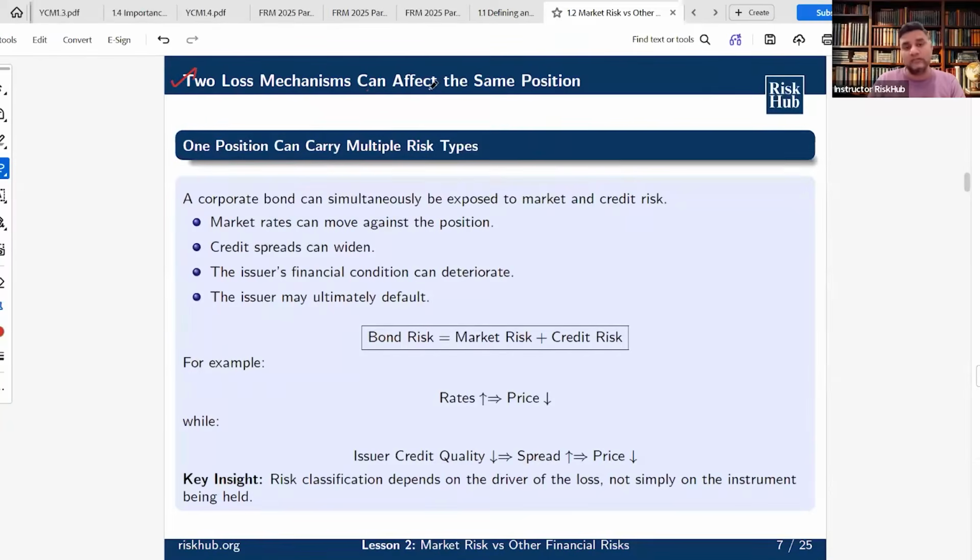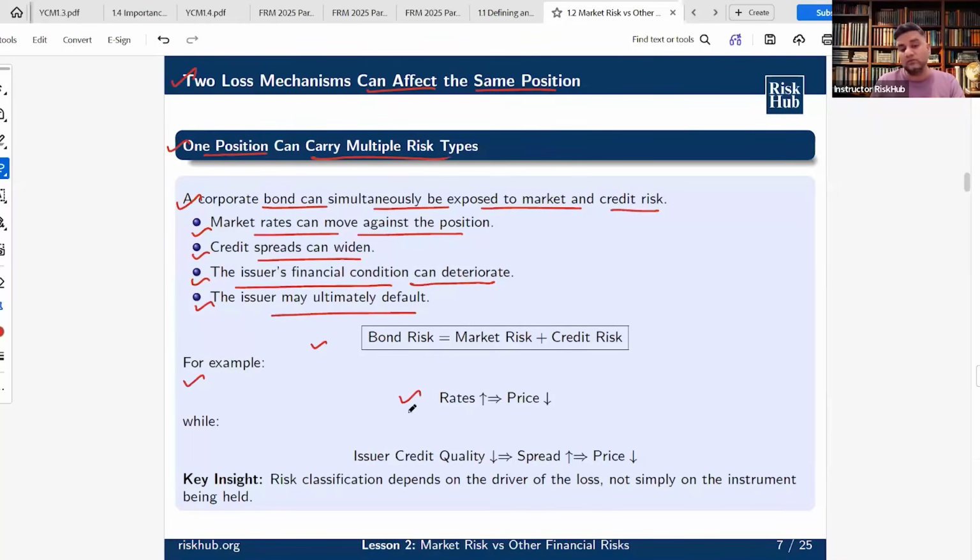Two loss mechanisms can affect the same position. One position can carry multiple risk types. A corporate bond can simultaneously be exposed to market risk and credit risk. Market rates can move against the position. Credit spreads can widen. The issuer's financial condition can deteriorate. The issuer may ultimately default. Bond risk is equal to market risk plus credit risk.